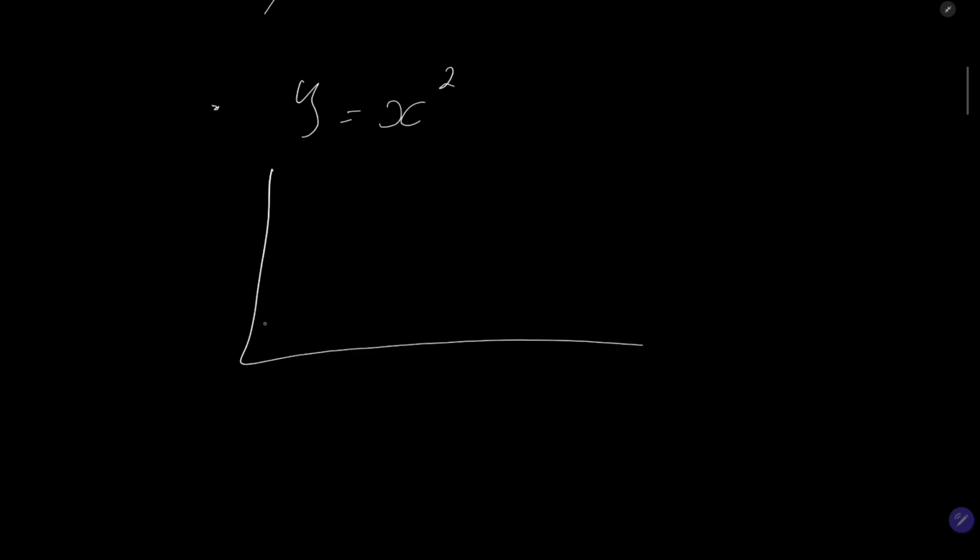So let's take an example. Given an equation, for example, y equals x squared. When we plot this equation, what do we have? When x is 1, y is 1. When x is 2, y is 4. When x is 3, y is 9, which is somewhere up here.